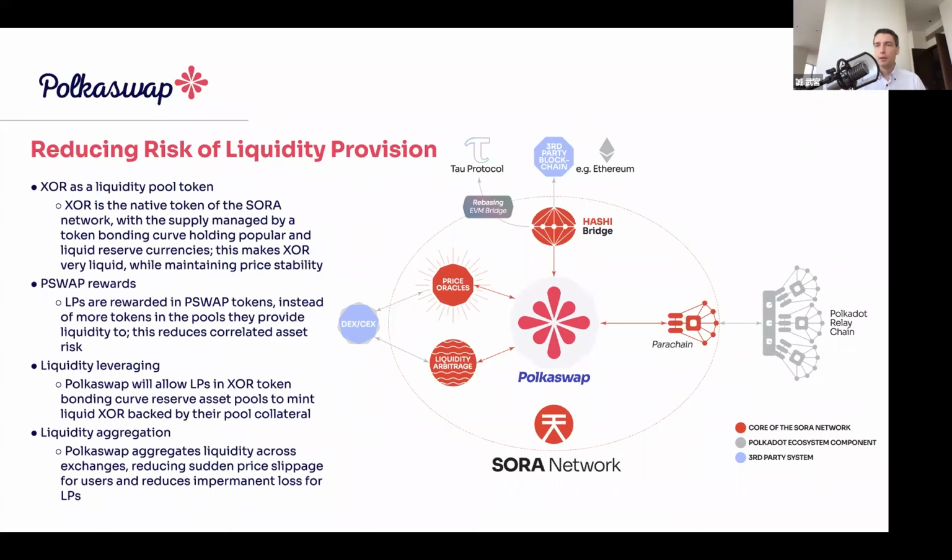Like if you need to buy a pizza and you don't want to remove liquidity, you can just take out a loan against your liquidity pool. It's basically how it works.